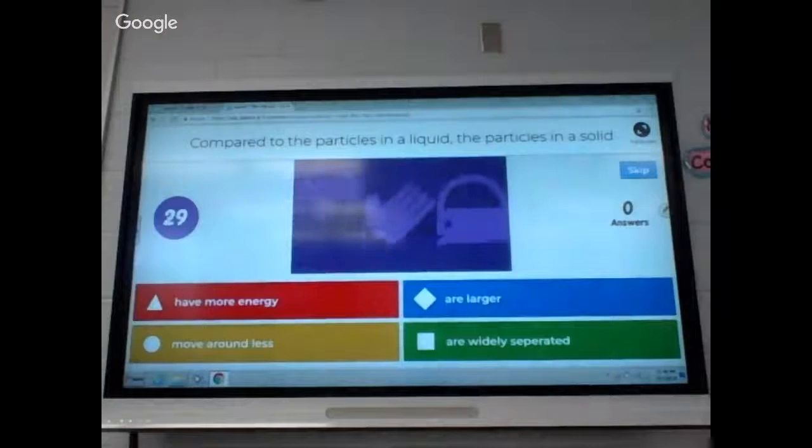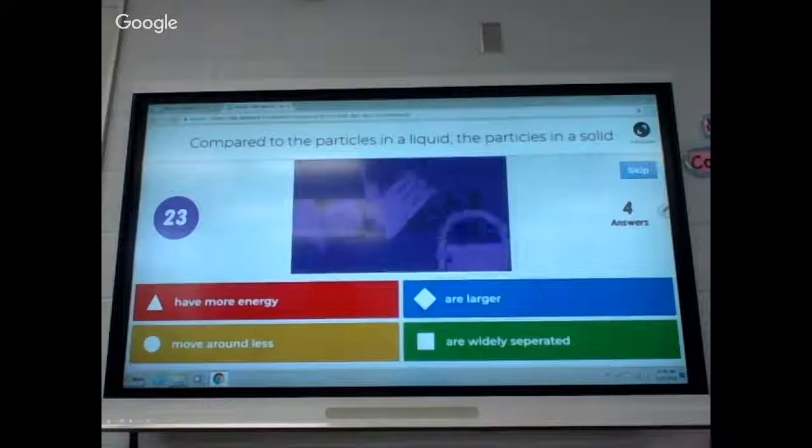Last question. Particles in a solid move around, are larger, or rarely spread out. Let's say this is gonna be the first one.